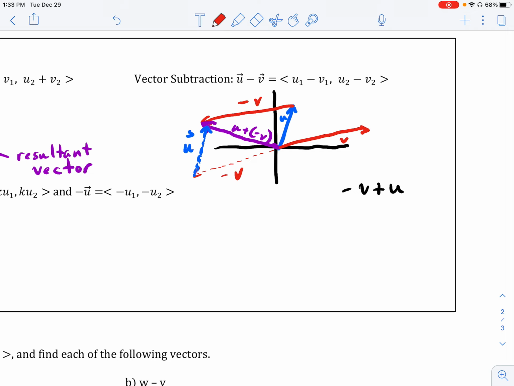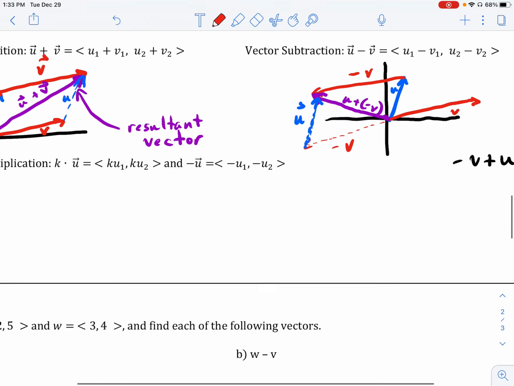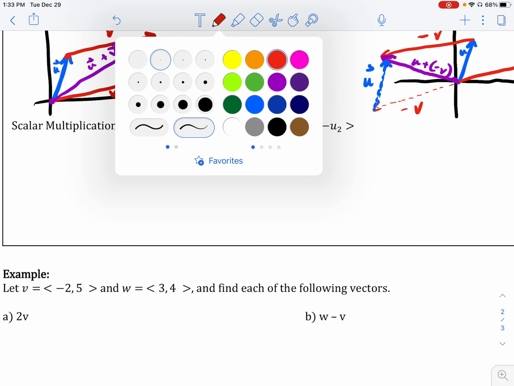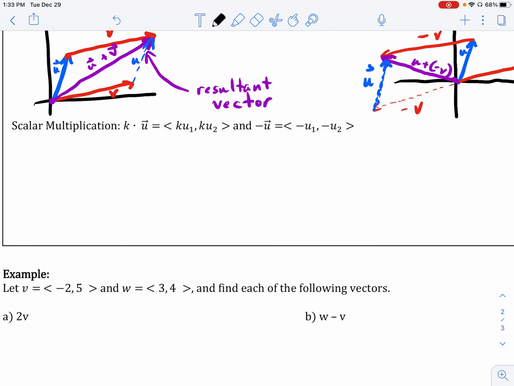That would be negative v plus u there. And either one works to give you the same resultant vector. So there's vector subtraction. The final vector operation that I want to go over before I try a different practice problem with actual numbers is scalar multiplication. And all that means is to take a vector, and when you multiply it by a scalar, all you're doing is changing its length.